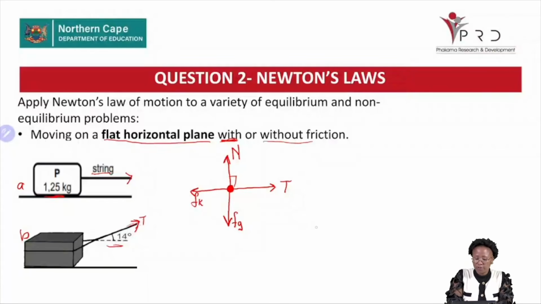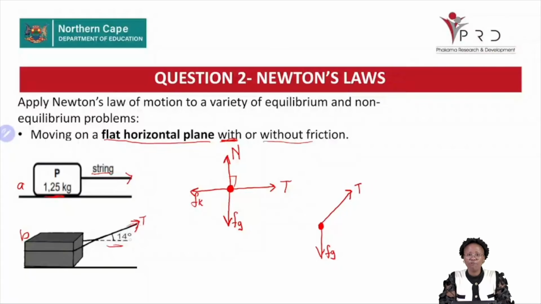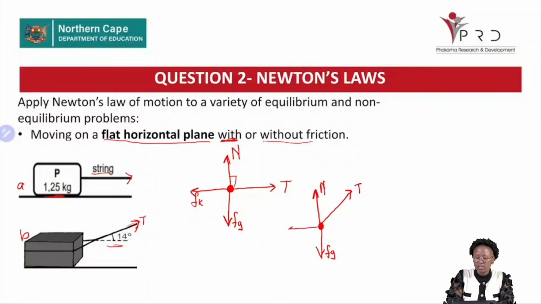So let's quickly draw the free body diagram for this one. We start with the God-given force, which is Fg going downwards. Then what else do we have? We have T, the tension that is acting at an angle of 14 degrees. Then what else do we have? We have the normal force that is always going to act perpendicular to the surface. And if there's no friction, that is how the free body diagram would look. But if there is friction, remember that it will oppose the motion of the object. Please do not include the components.